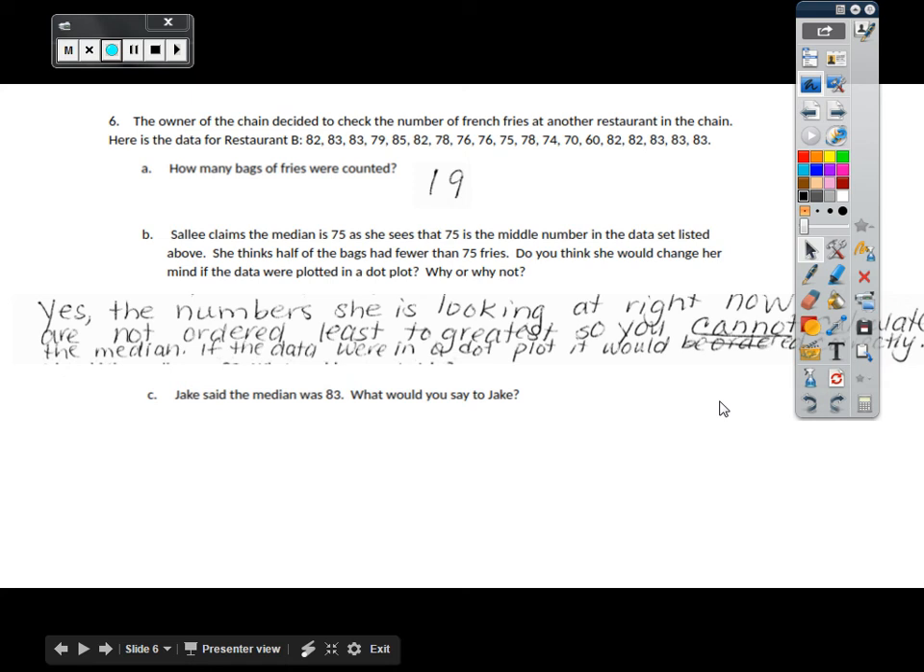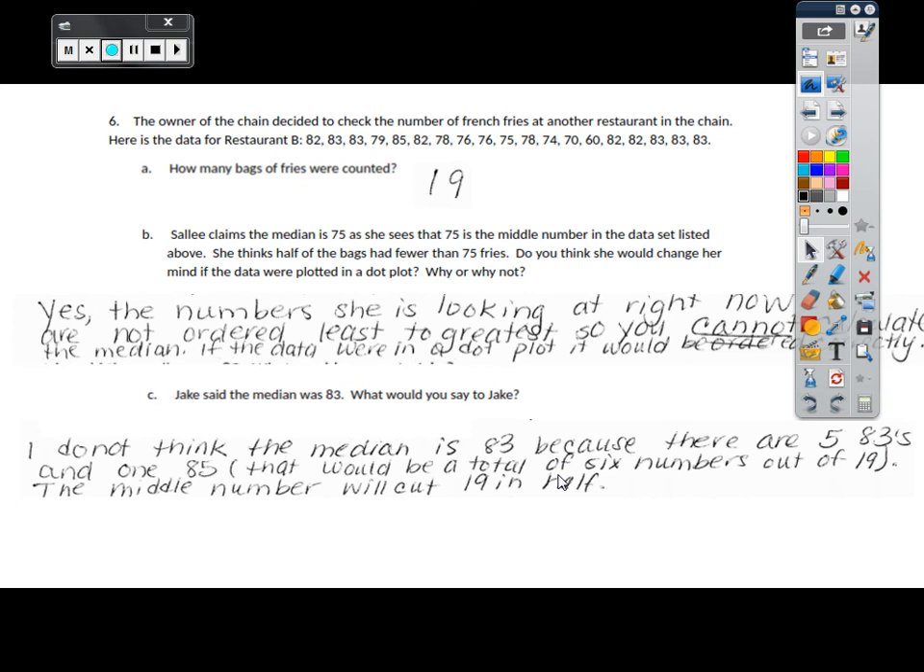C. Jake said the median was 83. What would you say to Jake? Well, if I was looking at the data, here's what I'd say to Jake. I don't think the median is 83 because there are 5 83s. Okay, there's 1, 2, 3, 4, 5, and there's also 185.